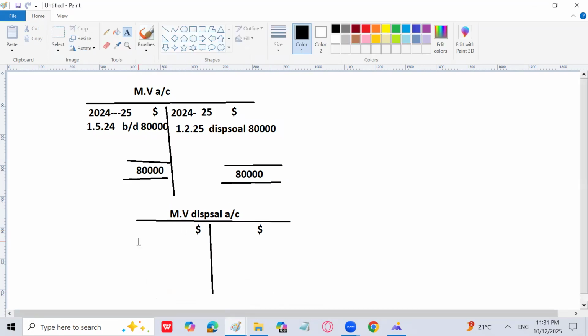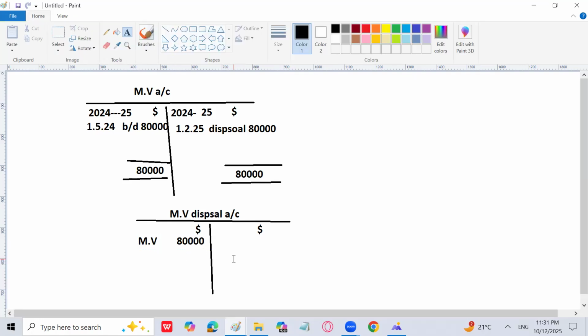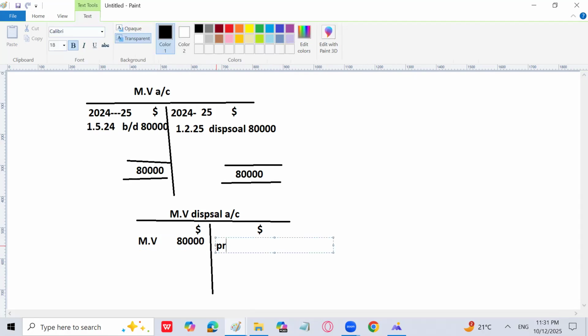So here comes the cost of the asset, which is going to be the motor vehicle. The first entry: motor vehicle disposal account debit and motor vehicle credit. Motor vehicle is credited because of disposal, and motor vehicle disposal account is going to be debited. Here comes provision for depreciation, or accumulated depreciation. Provision for depreciation account will be debited, and disposal will be credited with the total depreciation on the asset sold.